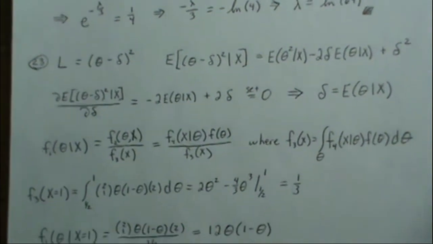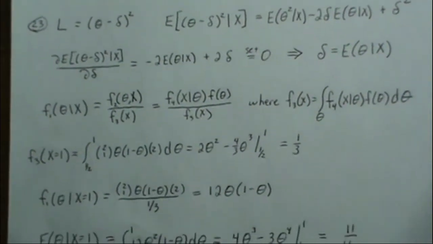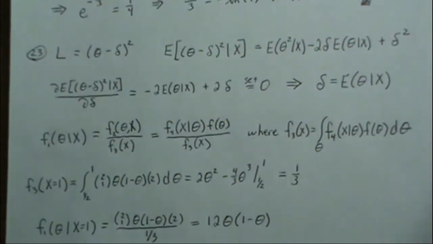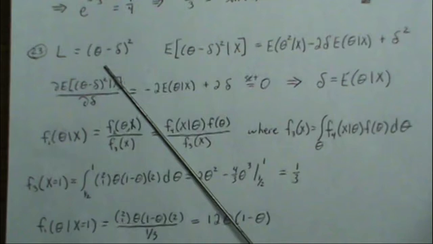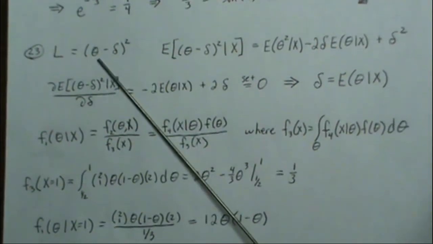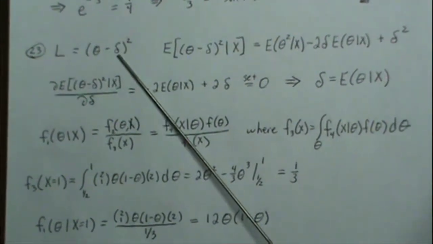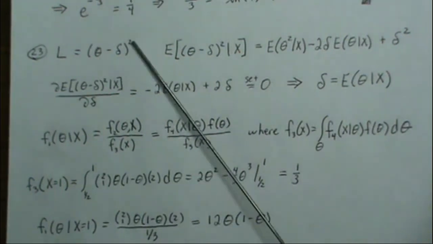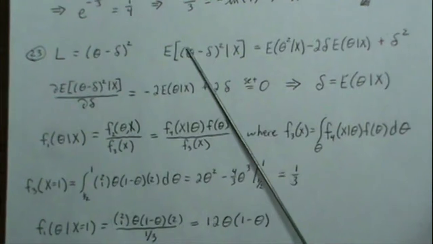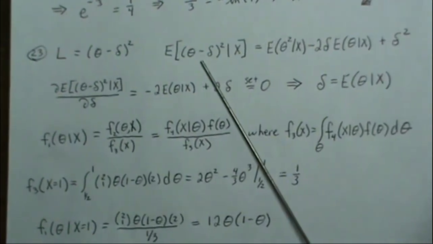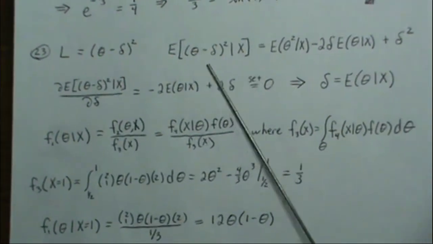So number 23, I'm not going to have room to put it on there. So here, this is where we want to find the Bayes estimate under squared loss. And so this is squared loss. So we want to find an estimate delta for our parameter theta under squared loss. And what that means is it's the expected value of our loss function given our data, in the Bayes world.